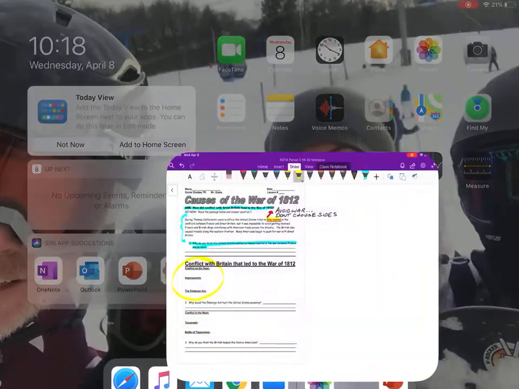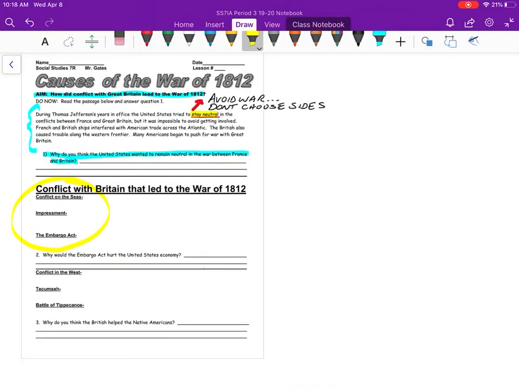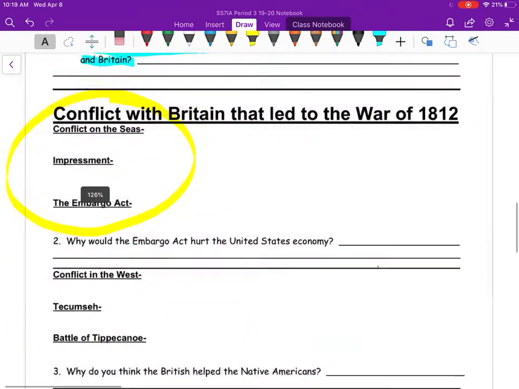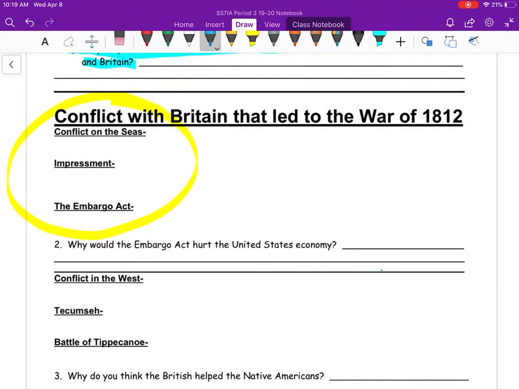Now, underneath the reading, there were 2 questions. I'm sorry, we answered those already. So we just defined impressment and embargo. Next, I want you to answer question 2, which kind of summarizes what we just talked about. Why would the Embargo Act hurt the United States economy? I want you to answer that question, and we'll come back and go over it. Pause my video.